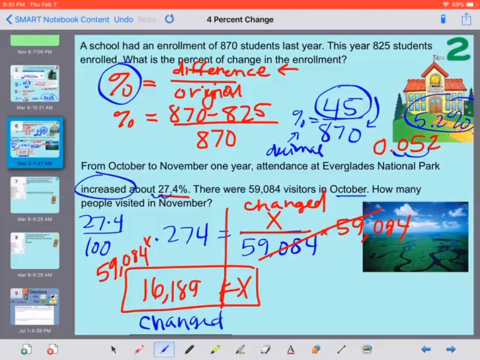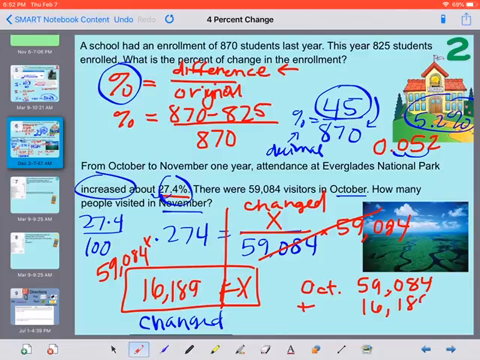From October to November, the population changed by 16,000 people. That was 27% more people. They want to know, though, how many people visited in November. So we know in October there were 59,084 people, but it went up 16,189 people. So if we add those together, we can get our total.